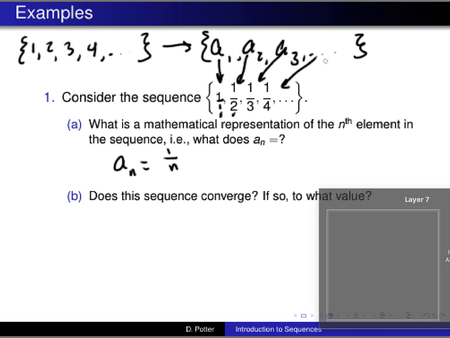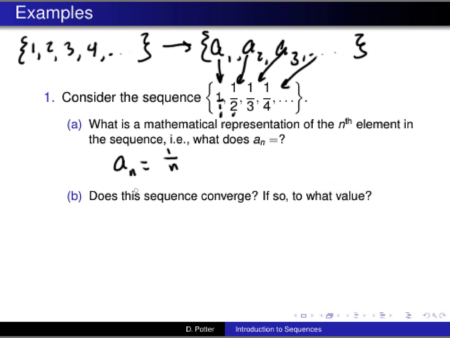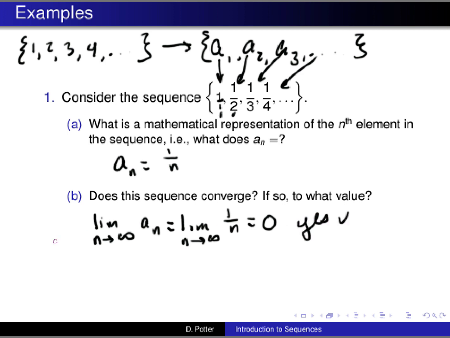Now, does this sequence converge? Well, that's a question about a limit. So does the limit as n goes to infinity of a sub n exist? Well, that's the limit as n goes to infinity of 1 over n, and I hope you recognize that this is going to 0. So yes, it does converge, and in fact it converges to the number 0.